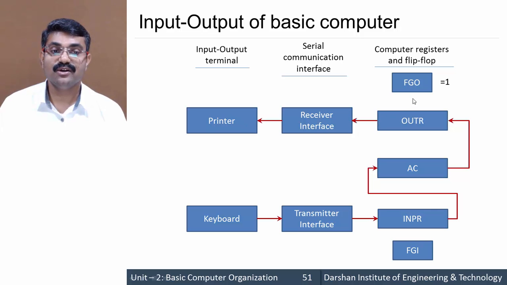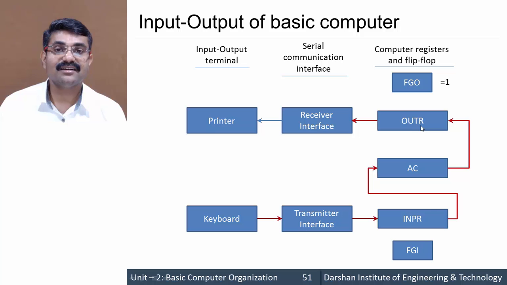As you can observe, when the data came out of the OutR register and was transferred to the receiver interface, FGO was 0. Let me repeat that part. Initially it is 1, so the content of AC is transferred to OutR. But now it is made 0, which means the content from OutR can be shifted to the receiver interface. And FGO is set to 1 again.